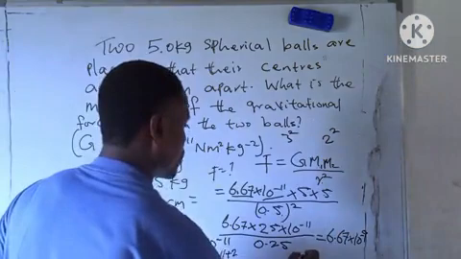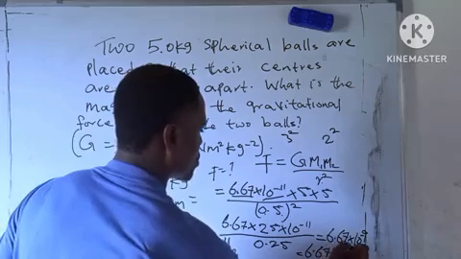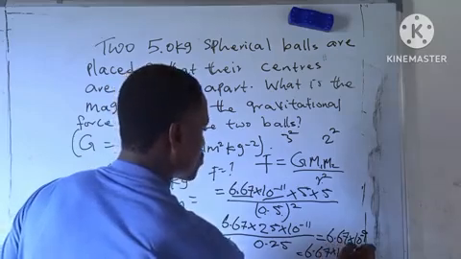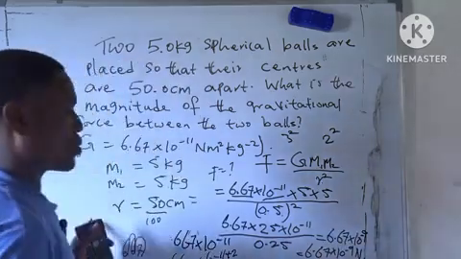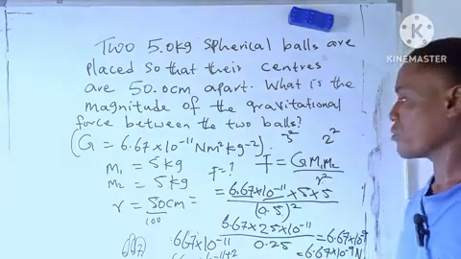Let me write it here. 6.67 times 10 raised to minus 9. We are calculating for force, so the unit is what? Newton, which is N. So this is how to solve questions under gravitational field.